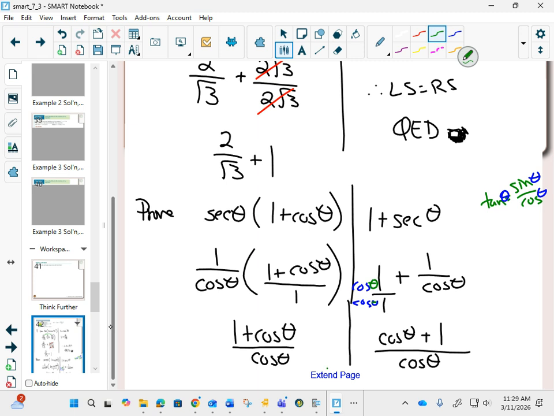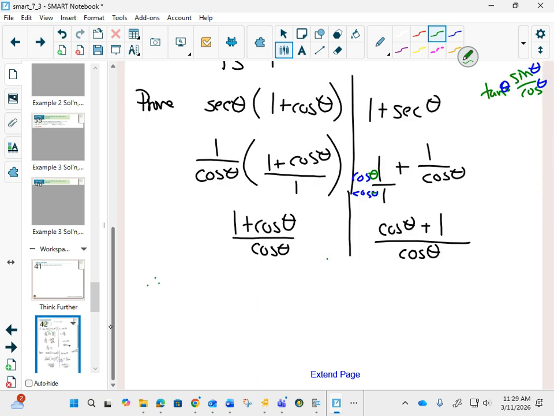So now, the two sides are the same, so we can write left side equals right side. U, E, G.